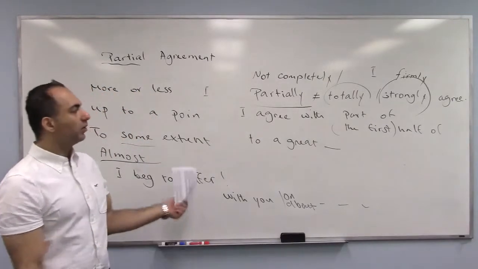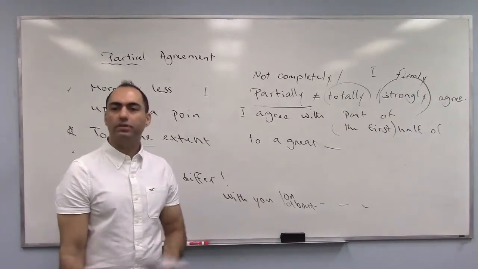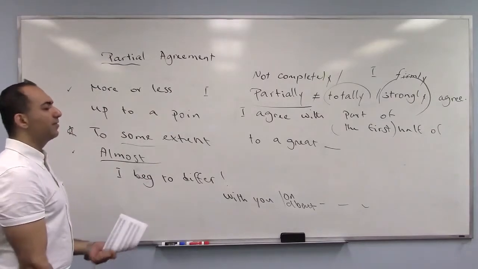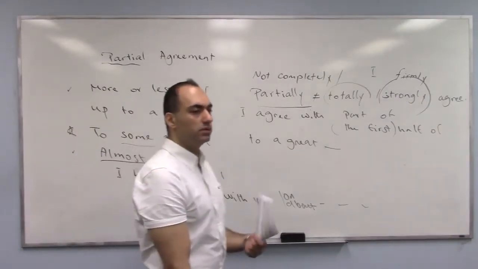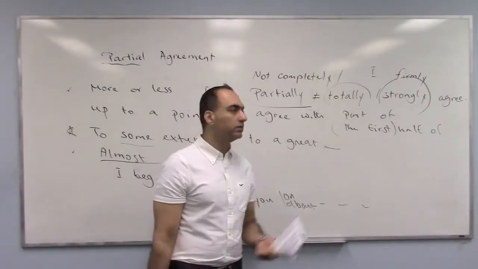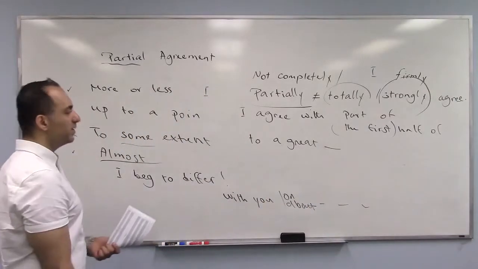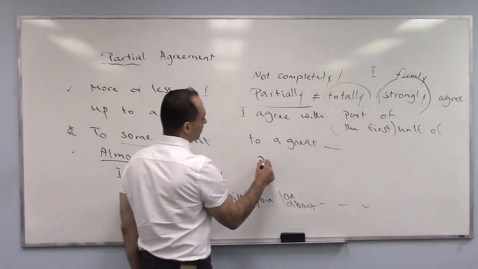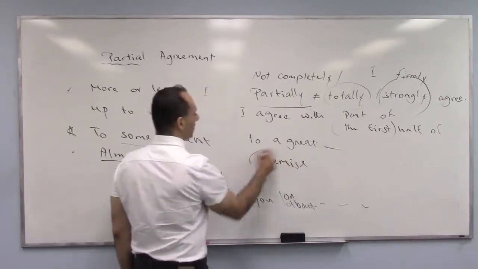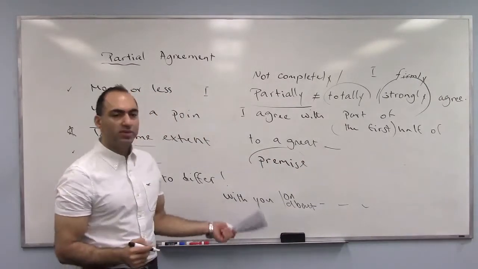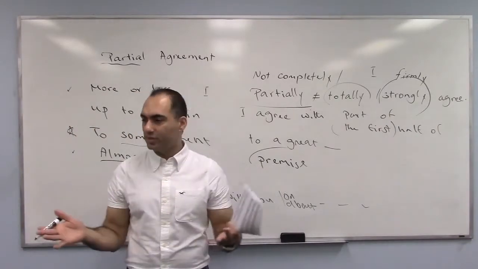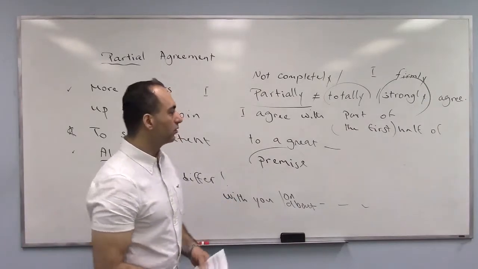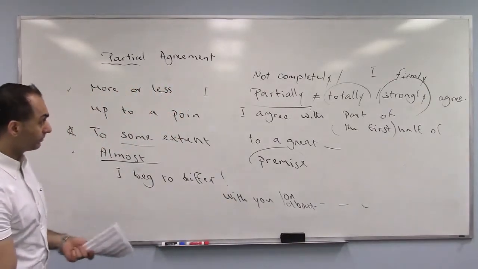Partially agree with something. I agree with half of the argument, of the statement, of the first half. I disagree, however, with the second half, or the second premise of the statement. You know, I talked about the premises. I agree with the first premise of the statement because some statements have two premises. One premise is one argument, and two premises are two arguments. You agree with the debate, with the discussion.